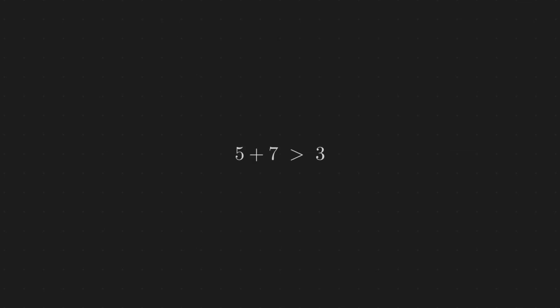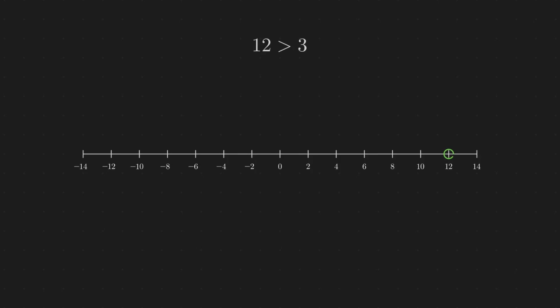Now let us do 3 examples that bring everything together. Take the inequality 5 plus 7 is greater than 3. We add 5 and 7 together and get 12 is greater than 3. This is simply true, but notice something important. There is no variable here. In the previous examples, we were solving for x. Here there is nothing to solve for. The number 12 is already a fixed point. It does not represent a range of values.